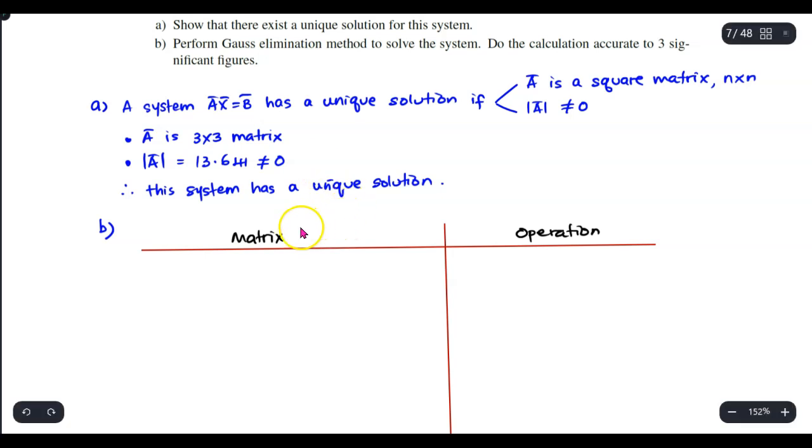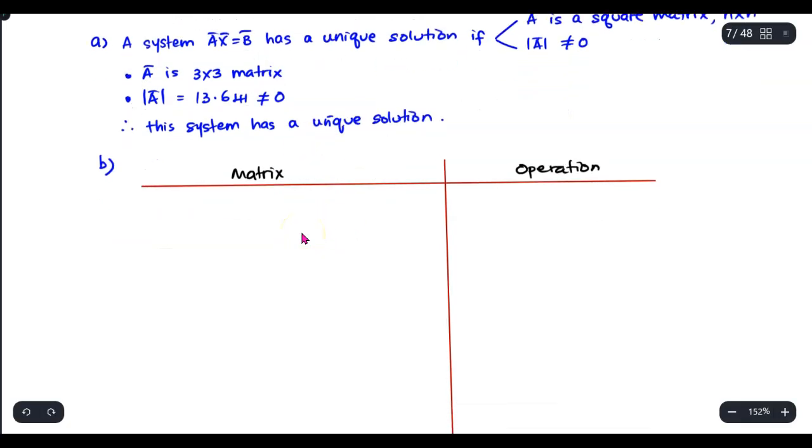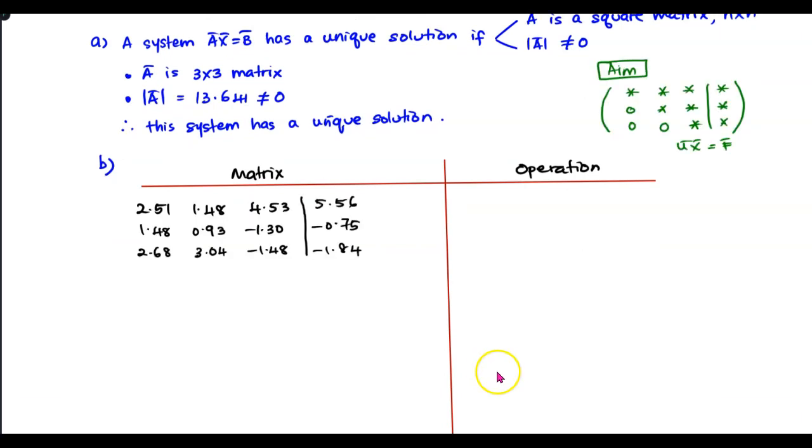So we have a matrix. Write down your system in the form of an augmented matrix. This is our system in the form of an augmented matrix, and now we want to use elementary row operations to transform this augmented matrix to be in the form of Ux equals F. So this is our aim. From the matrix A at the left here, we want to have the upper triangular matrix.